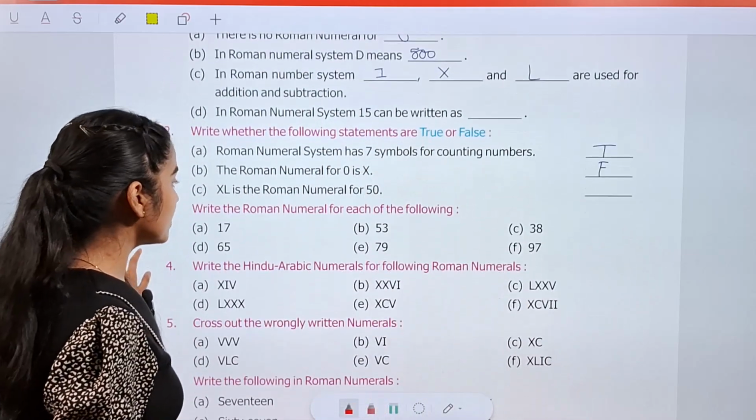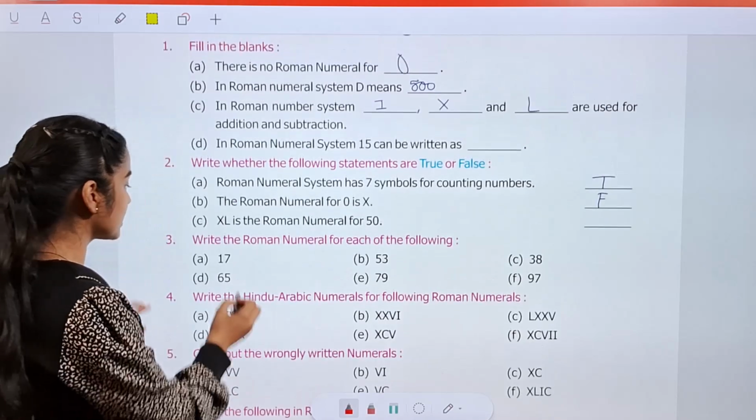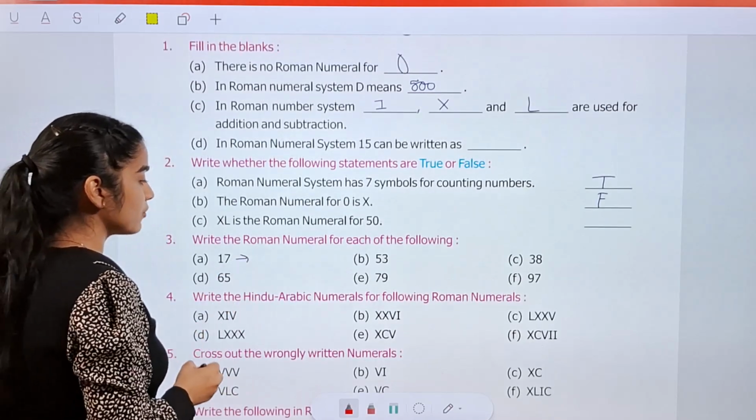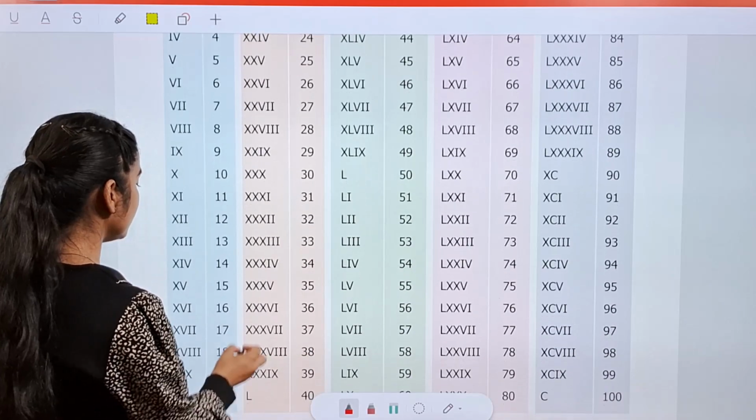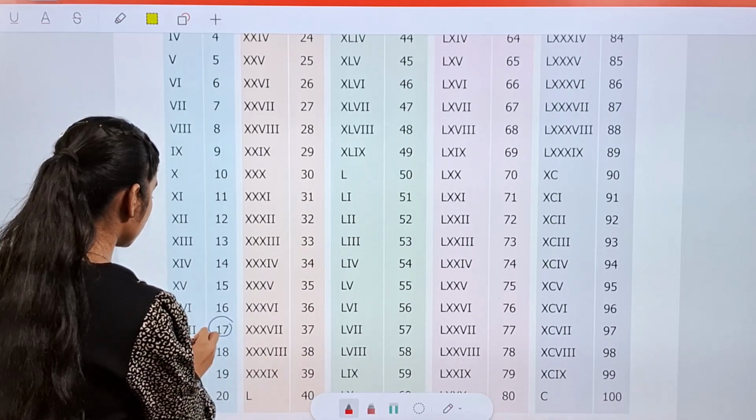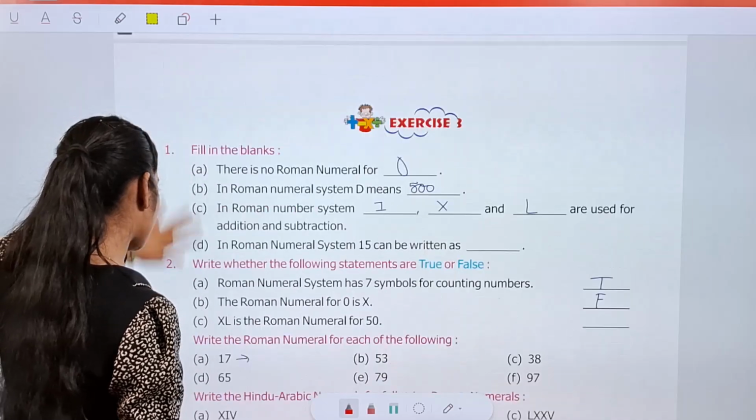Write the Roman numeral for each of the following. This is 17. So how do we write it? You have to look at this figure and find out the 17. Okay, this is your 17. This is here. So you can write it like that only.